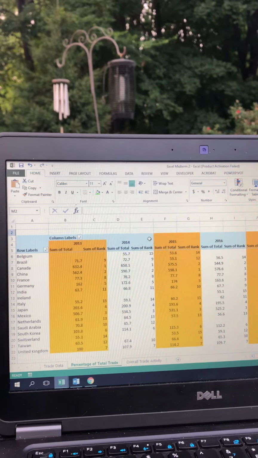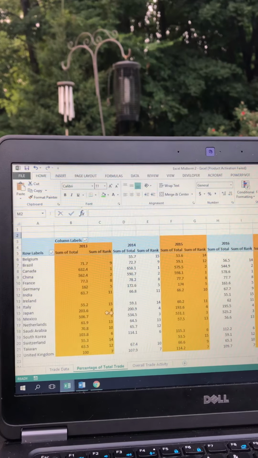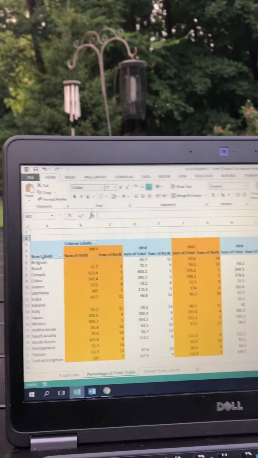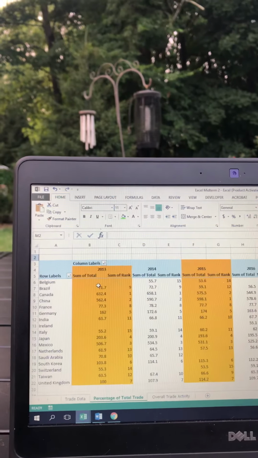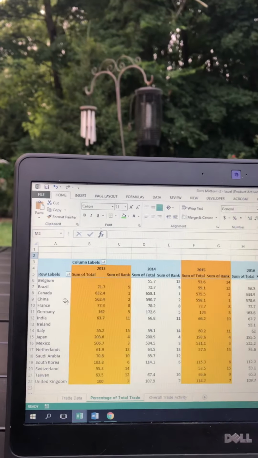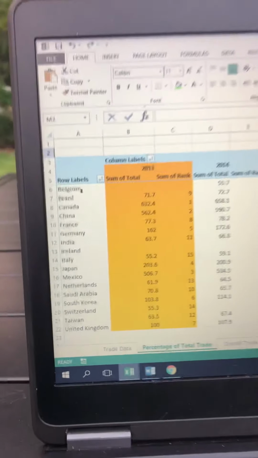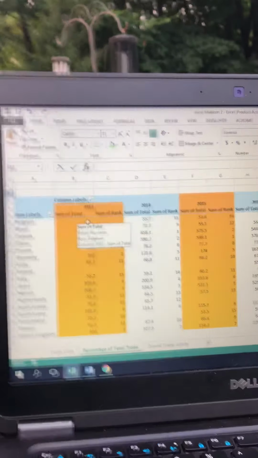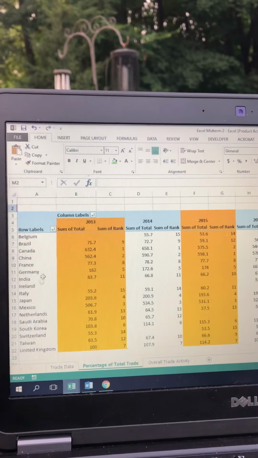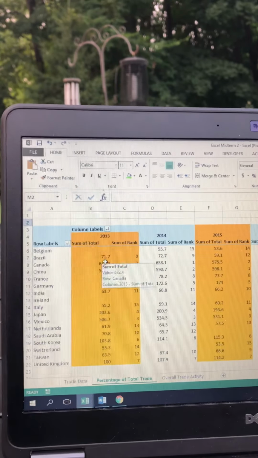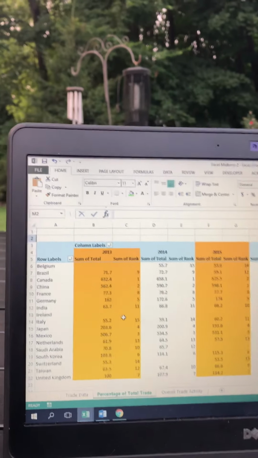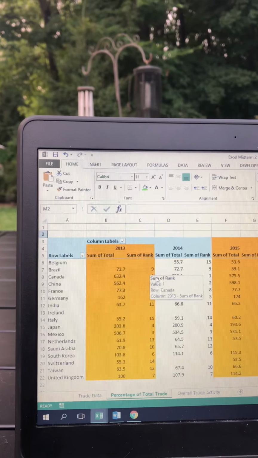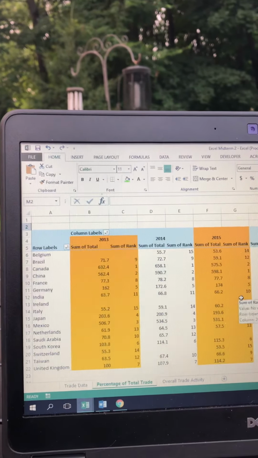So here, I inserted a pivot table of the years and the sum of the total and where that particular country ranked that year. So for example, here you can see Belgium was not in the top 15 trading partners that year, so they don't have a rank, but you can see that Brazil had a total sum of imports and exports of $71.7 billion, and they ranked number 9 on our list, and then so on and so forth.